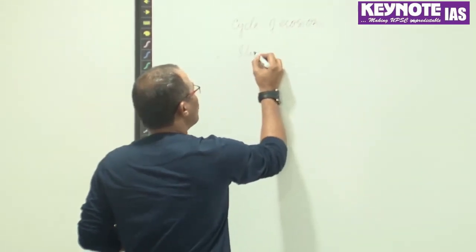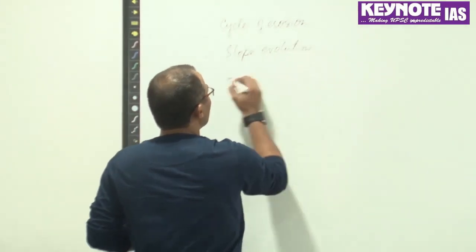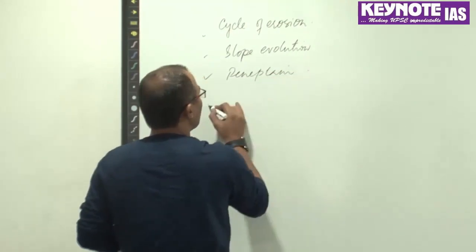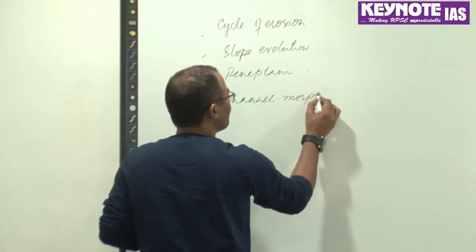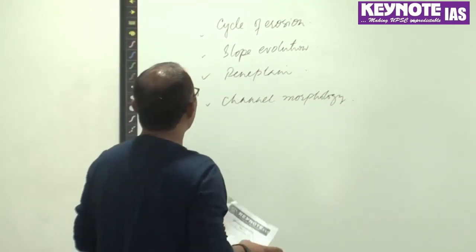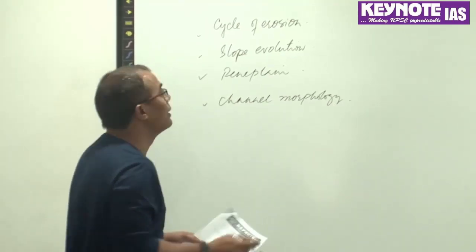then you have slope evolution, the concept of peneplain and pediplain, then you have channel morphology, and one more topic, denudation chronology.